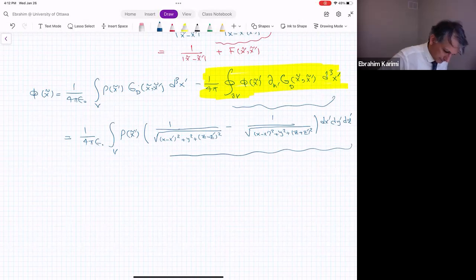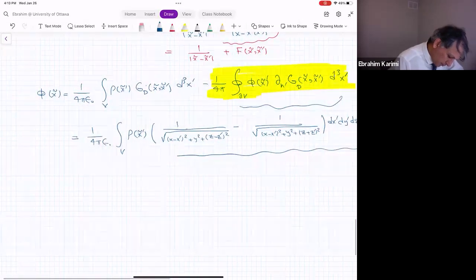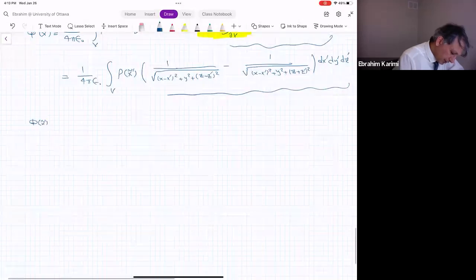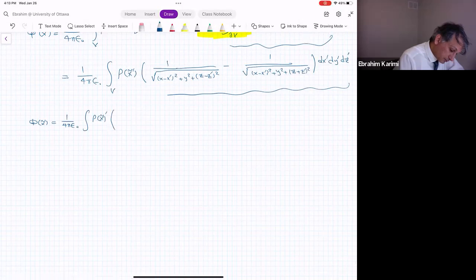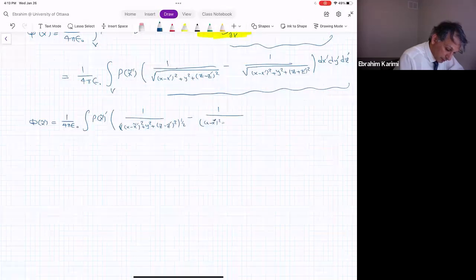We found the potential, which is given by 1 divided by 4 pi epsilon naught, integral of rho of x prime, 1 divided by this. I'm writing it down because I need it for a specific reason. Square root of (x minus x prime) power of 2 plus y power of 2 plus (z minus z prime) power of 2, minus 1 divided by square root of (x minus x prime) power of 2 plus y power of 2 plus (z plus z prime) power of 2, dx prime, dy prime, dz prime.